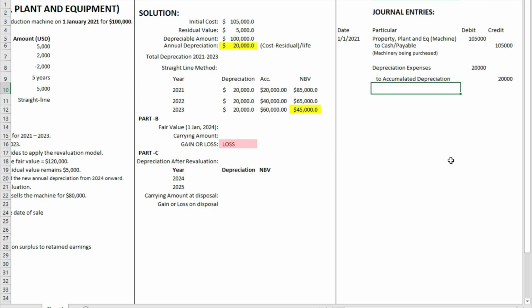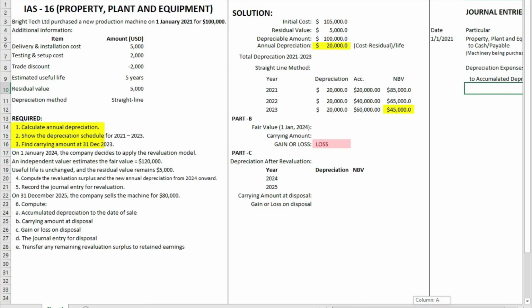So now step 3 will come. We have passed the journal entries, and now step 3 has been done. On 1st of January 2024, the company decides to revalue the machine. An independent valuer estimates the fair value at 120,000. So the carrying amount before the revaluation, what was that amount? It is 45,000. Okay, so 45,000 was our carrying amount before this. We will write down the 120,000 there.